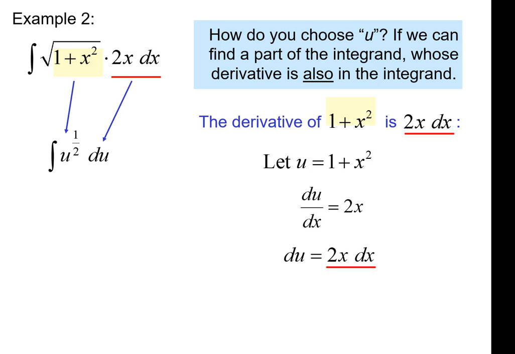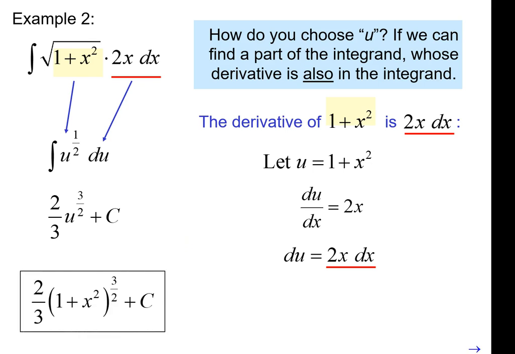So using the power rule, the antiderivative of u to the 1/2 would be u to the 3/2 over 3/2, which simplifies to 2/3 u to the 3/2. And then just remember to replace your u with 1 plus x squared at the end.